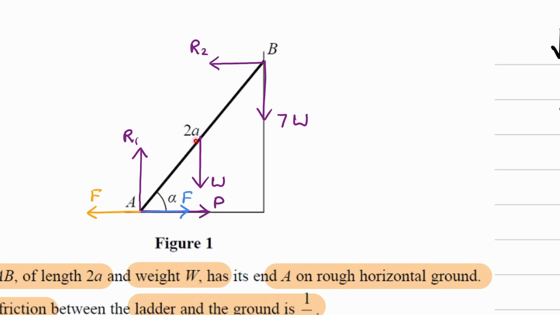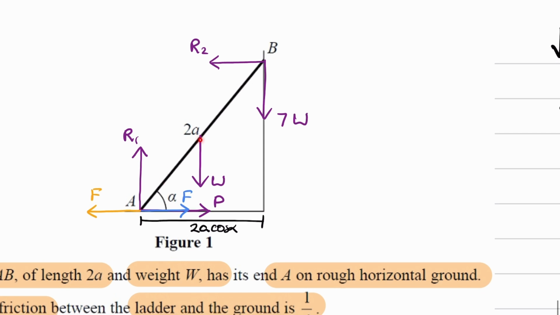This would be the hypotenuse of 2a. This is a right angle. This will then be 2a cos alpha using SOHCAHTOA. So this distance is 2a cos alpha. Then there is this force here, W, that acts directly in the middle of this uniform rod.